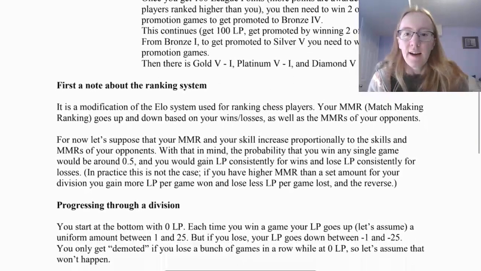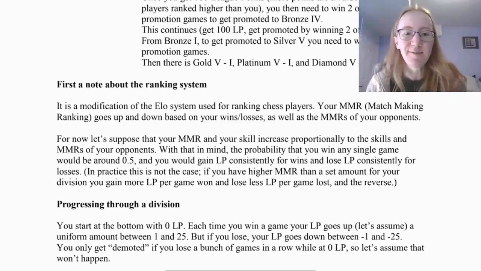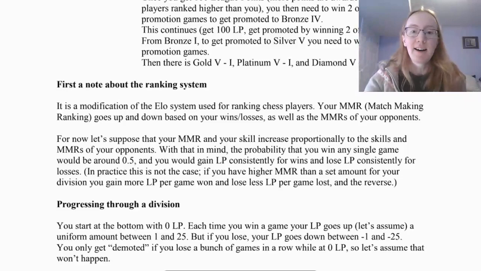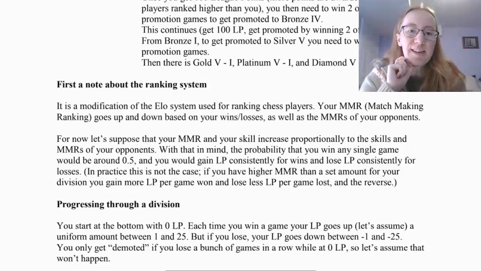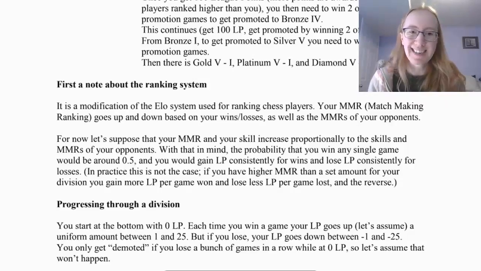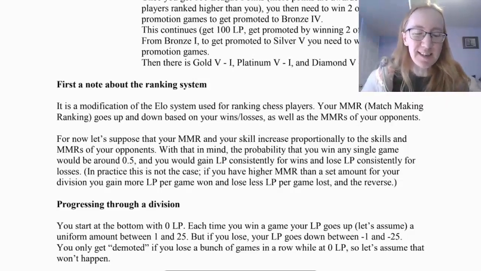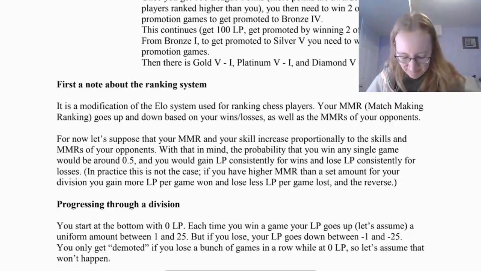So if we do that, we're going to start at the bottom. You have no league points, and every time you win a game, it goes up. Again, we need to make an assumption. Let's assume it's a uniform amount between 1 and 25. But if you lose, it goes down between -1 and -25. You only get demoted if you lose a whole bunch of games in a row while you're at 0, so we're just going to assume that's not a possibility. It is, but it has a very small probability. So we're just going to hope that you're motivated enough not to get demoted out of your league.